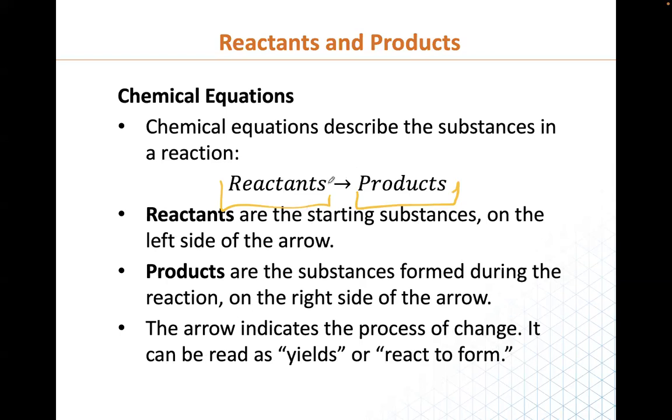The arrow which you see here indicates the process of change. It can be read as "yields" or "react to form" something. So the reactants react together to form a product.